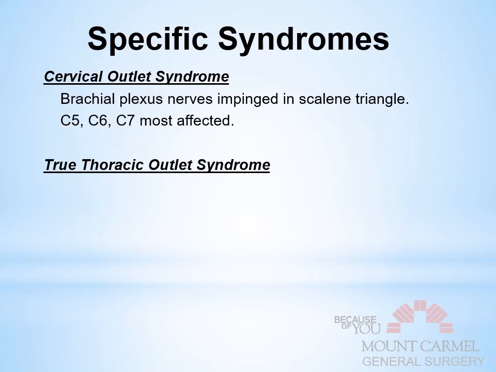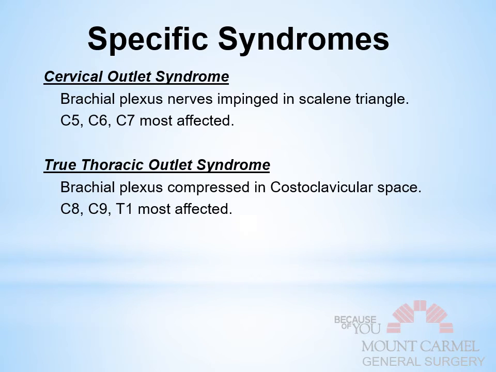Then there's what's called true thoracic outlet syndrome. This is kind of the opposite. This is actually where the lower brachial plexus, so C8, C9, and T1, are most affected. Again, cervical outlet syndrome is more likely to be a scalene triangle issue, whereas true thoracic outlet syndrome is more likely to be a costoclavicular space issue, okay?